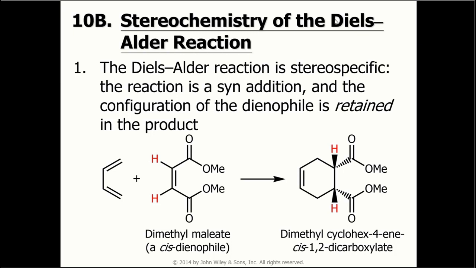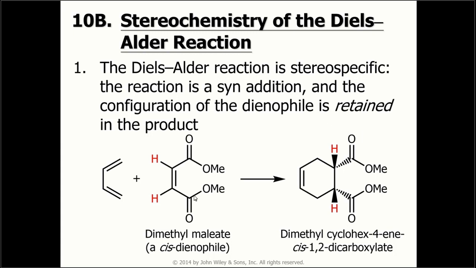Stereochemistry of the Diels Alder reaction. This is one of the reasons why the Diels Alder reaction is so widely celebrated and widely used. The Diels Alder reaction is stereospecific. It gives you a syn addition, and you're forming multiple new carbon bonds at the exact same time. You actually fix the stereochemistry of 4 carbon atoms simultaneously. The configuration of the dienophile is retained in the product.